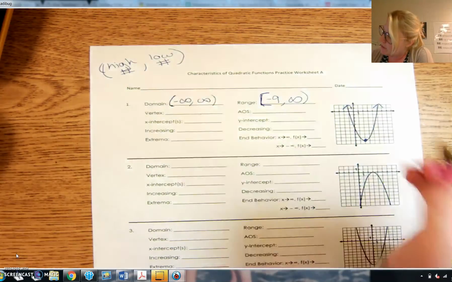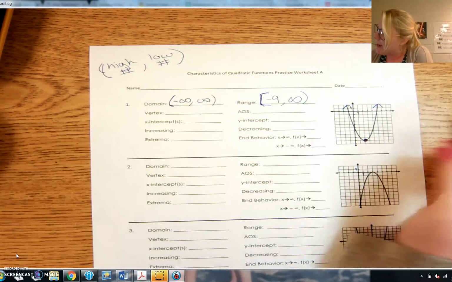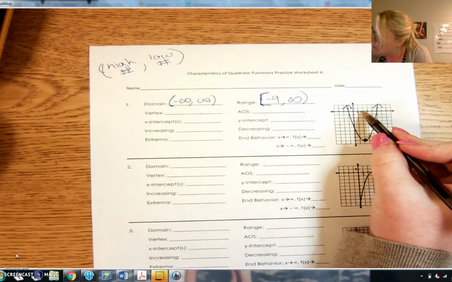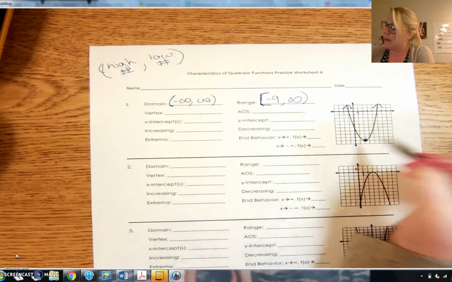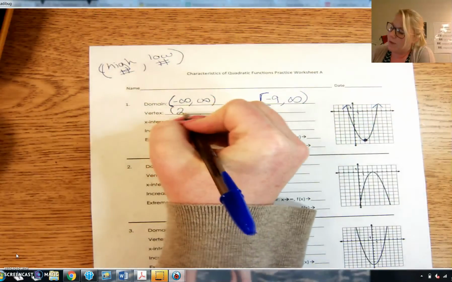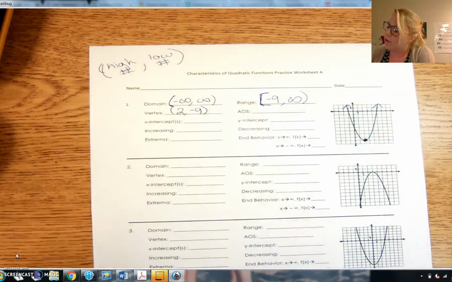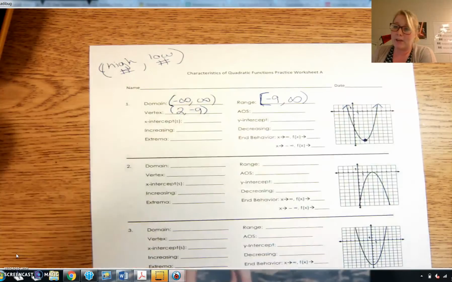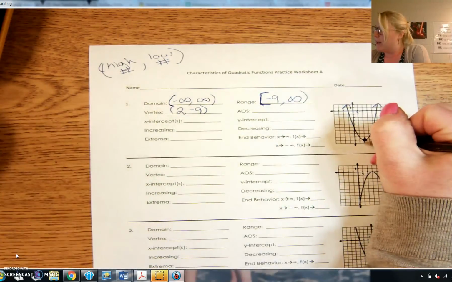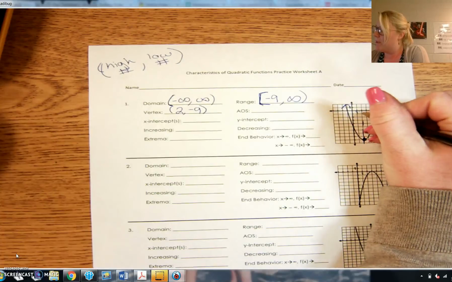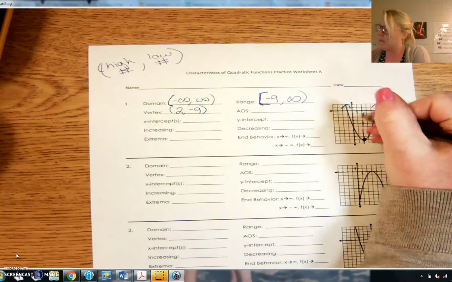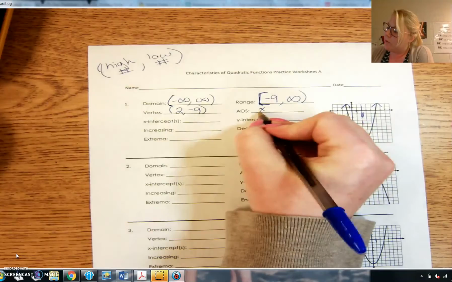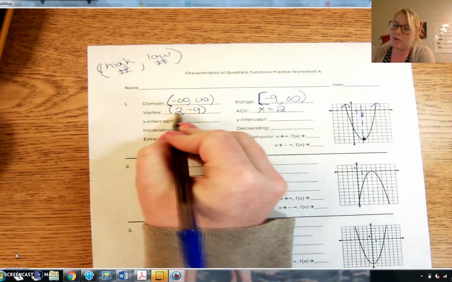So now we find our vertex. This is our vertex, this is the minimum, and it is at positive 2, and we already found it, negative 9. So our vertex is 2, negative 9. Right? Our axis of symmetry is where we can fold it so that it's the same on both sides. If I fold it right here, it will be the same on both sides. So that's where x equals 2. It's also the x value of my vertex.